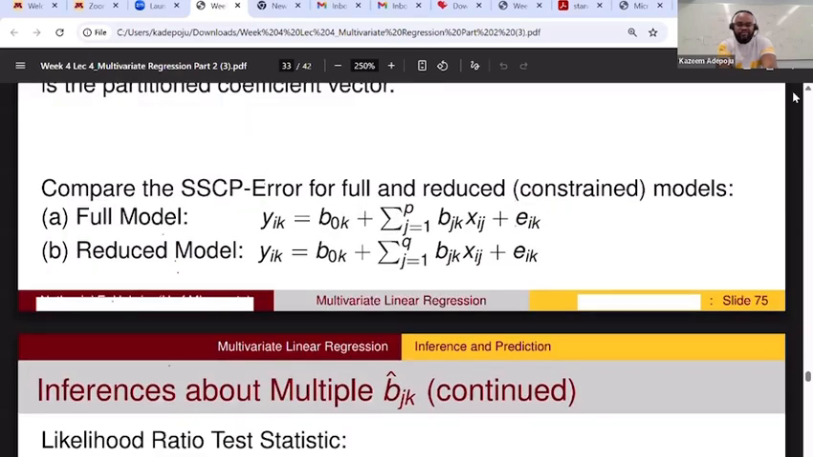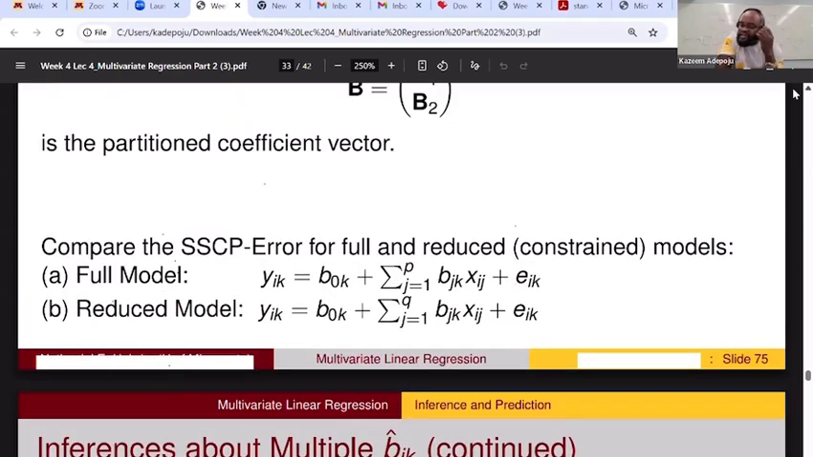Because the analysis that will be conducted is the analysis of the sum of square error, the unexplained variation. Of course, in the case of multivariate analysis, it's going to be called the sum of square cross product error. We're going to compute that for the full model, and we're going to compute that for the reduced one.